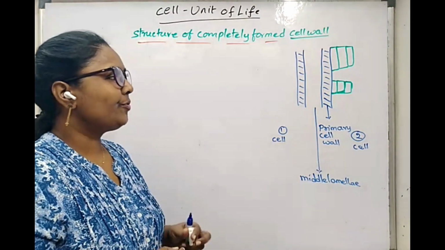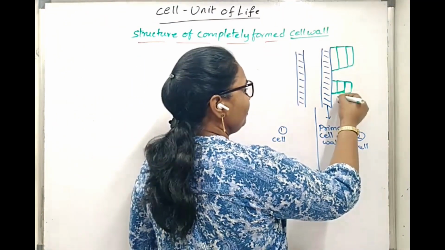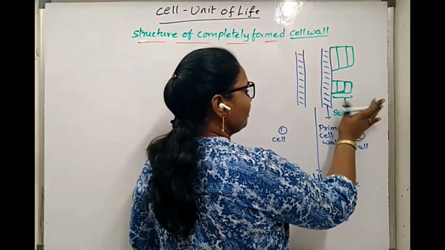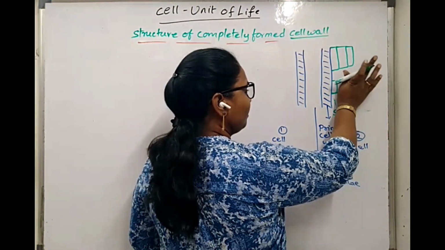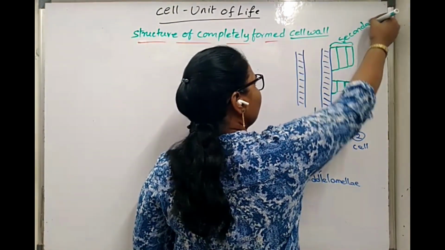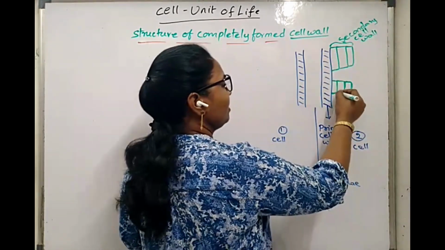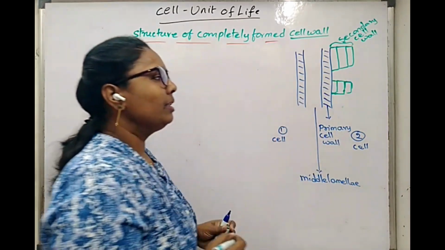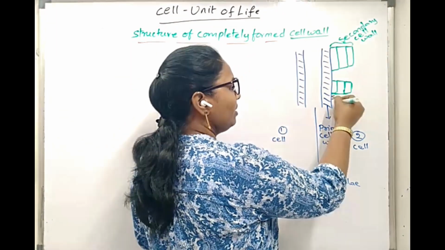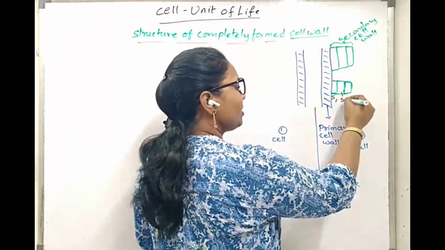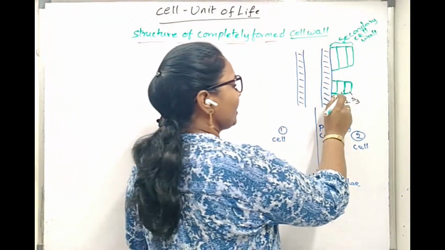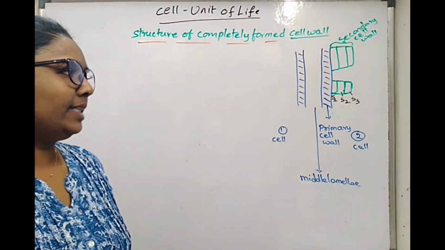Three types of layers form the secondary cell wall. These three are the secondary cell wall. These are divided into three sub-layers, that is, the first one, which is towards the primary cell wall, is the S1 secondary cell wall. This is the S2 secondary cell wall. This is the S3 secondary cell wall. There are three sub-layers in the secondary cell wall: S1, S2 and S3.